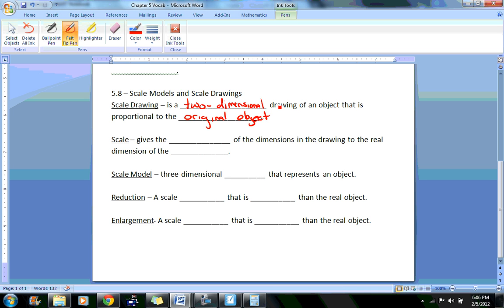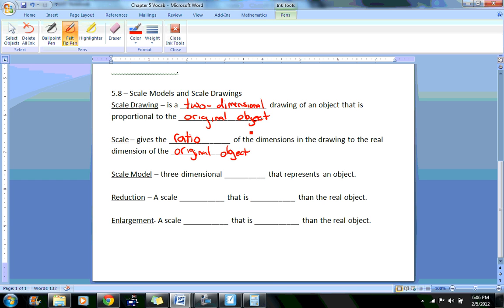Scale is the next one. That gives us the ratio of the dimensions in the drawing to the real dimension of the original object. And the simple version of that one just simply means that it's how much you either enlarge the figure or you decrease the size of the figure.